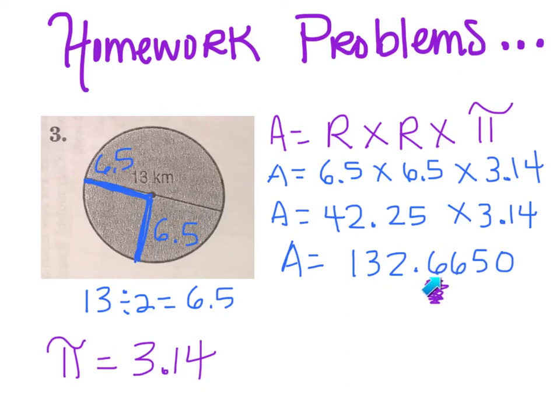My final answer for number 3 should be 132.7, and this question's kilometers. And you must put that little 2 exponent, otherwise your answer is not correct.